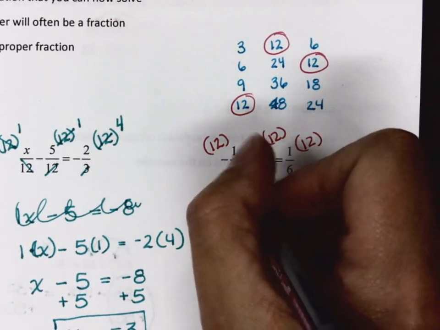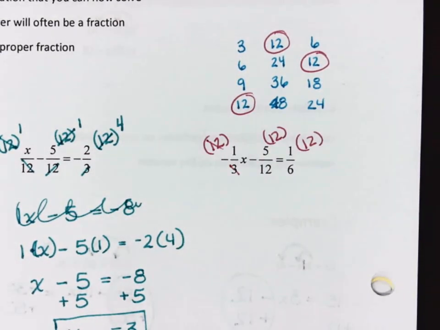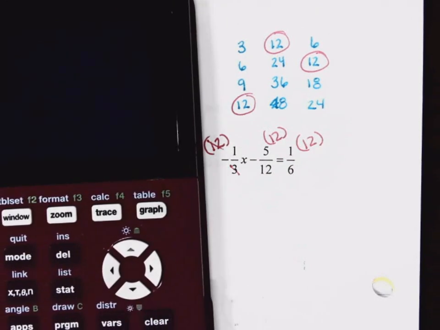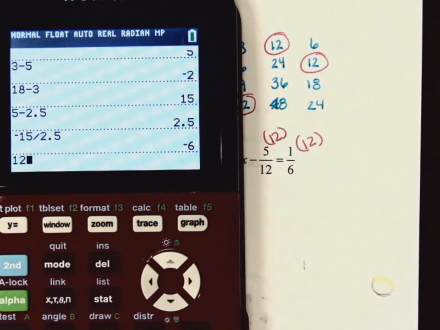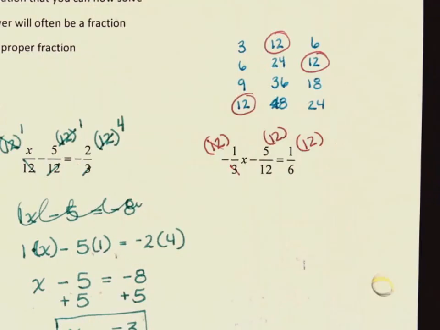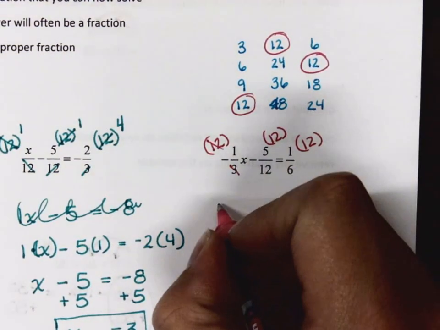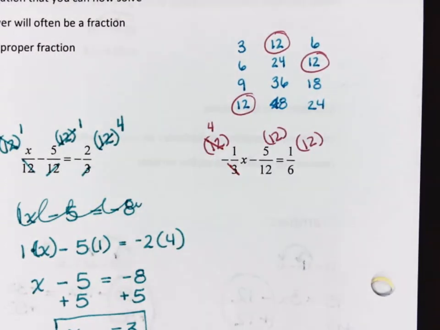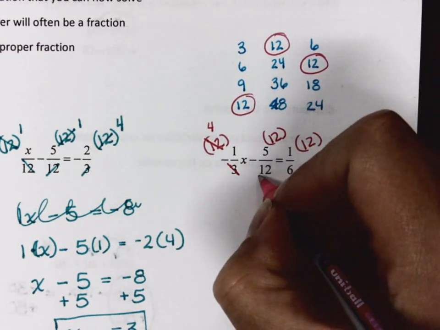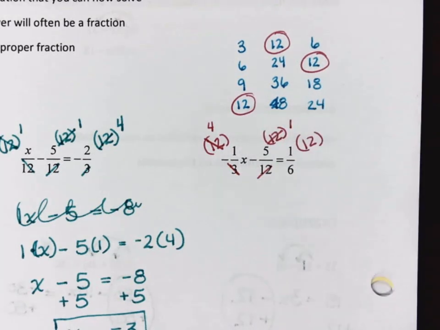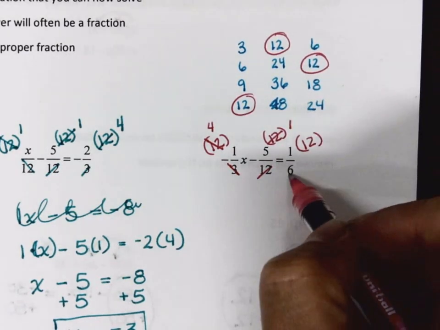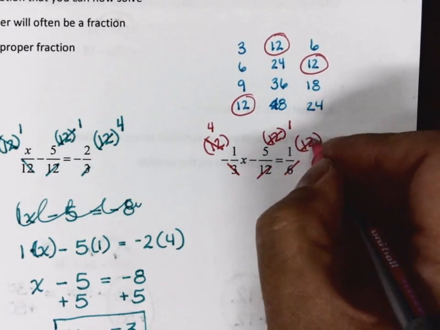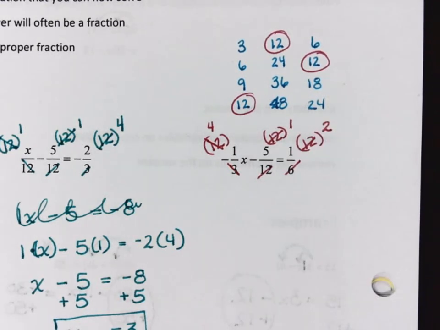How many times does 3 divide into 12? If you're not sure, we take the big number 12 and divide it by 3, and you get an answer of 4. So I'm just going to write a 4 up there. I cross the 12 out, and I write the 4 up top. And 12 divides into 12 once, and 6 divides into 12 two times.